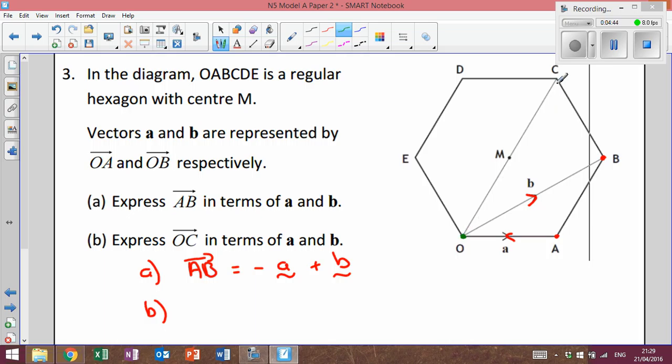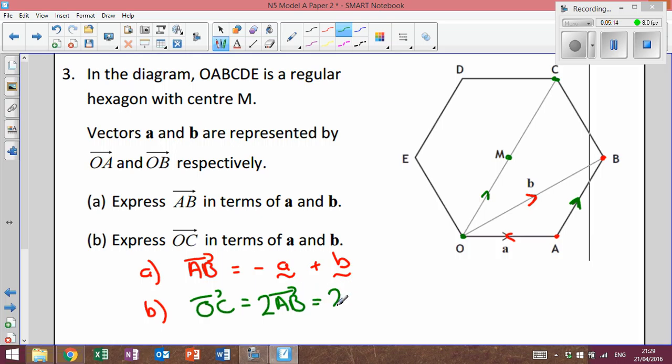O to C is maybe a little bit different to Z, but the key thing here is to get from O to M is exactly the same vector as A to B. Because it's a regular hexagon, that's exactly the same vector as that one there, which we already know, which is minus a plus b. So to get from O to C, we've got two lots of that vector.